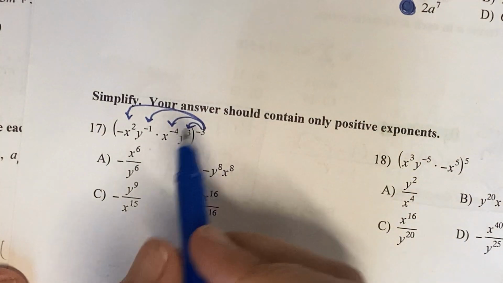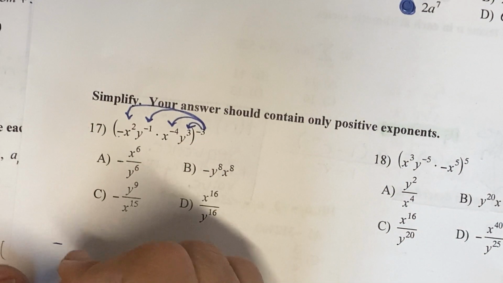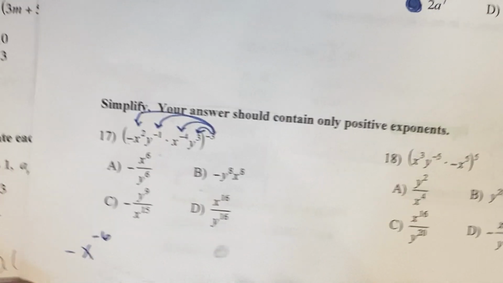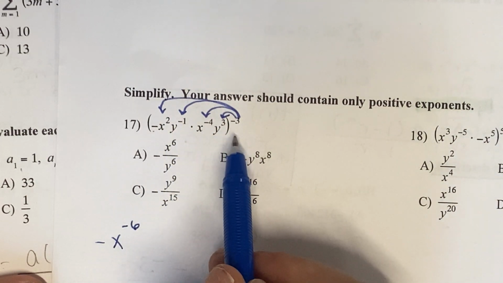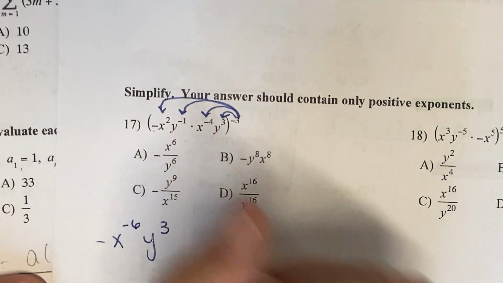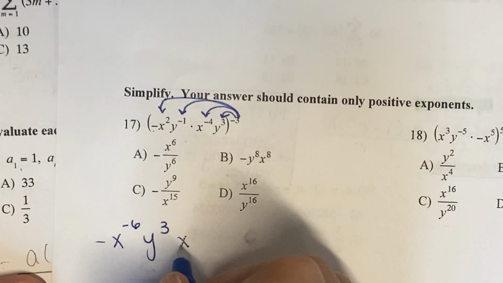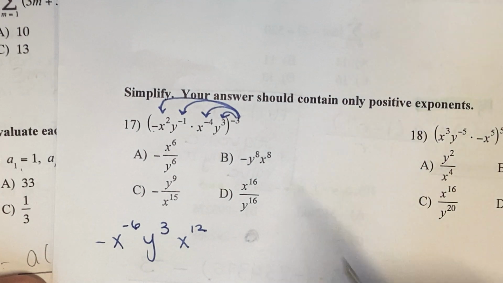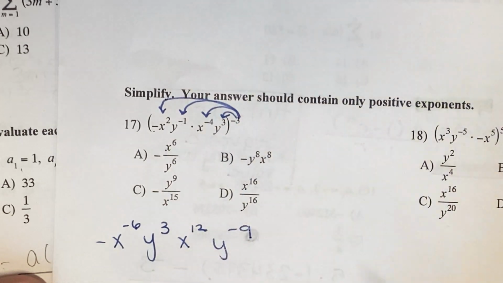Okay? So -x squared to the -3, when we raise a power to a power, we multiply, so that's -x to the -6th. Y to the -1 to the -3: -1 times -3 is +3. So it's just going to be y to the 3rd. X to the -4 to the -3 is x to the +12. And then y to the 3rd to the -3 is y to the -9.